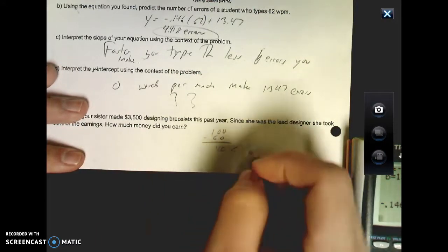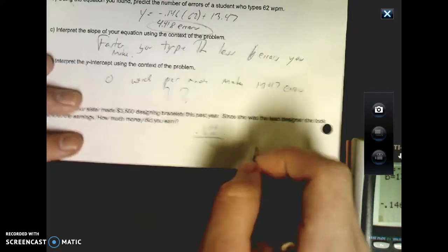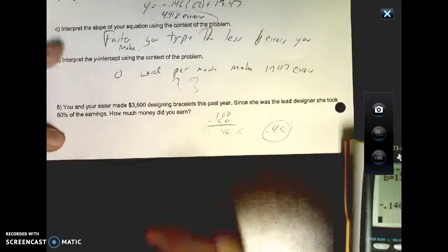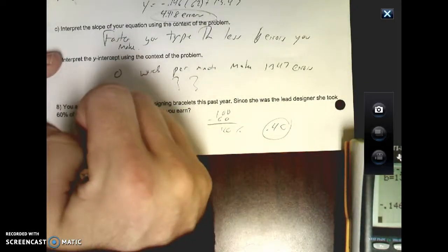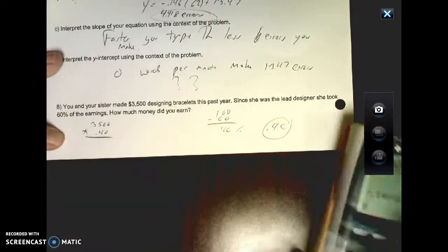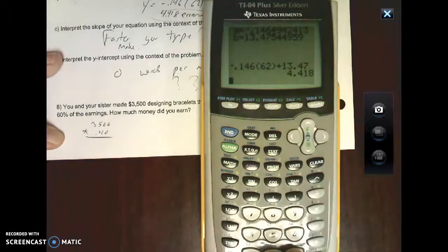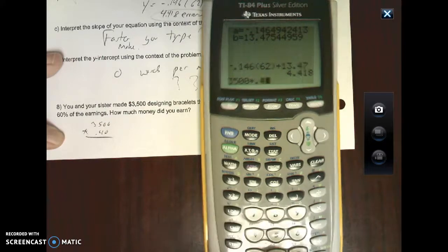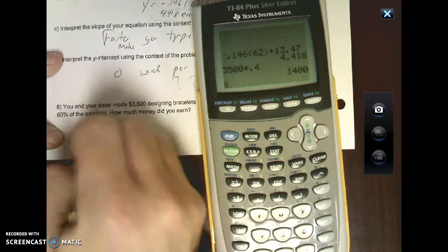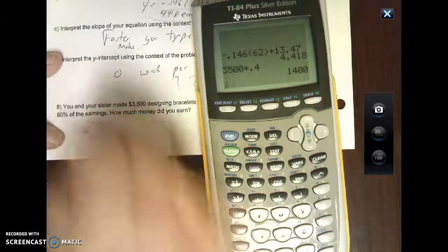Now, 40% in terms of mathematics is represented by a decimal, which is 0.4. So if we take 3,500 and we multiply it by 0.4, we're going to get our answer. 3,500 times 0.4. We end up with $1,400, which is a pretty nice profit.